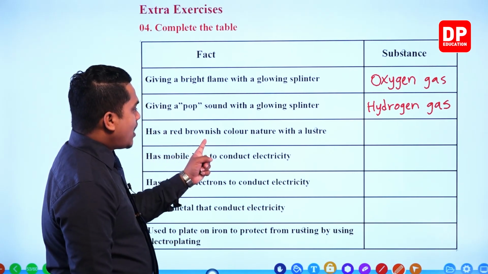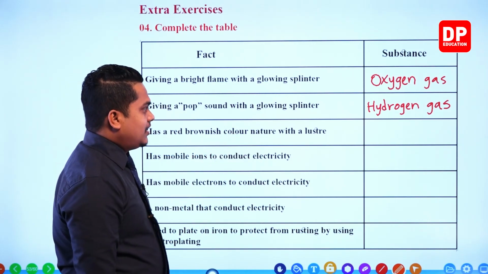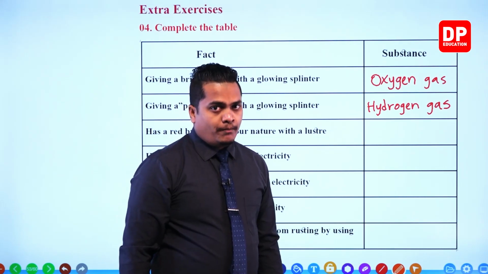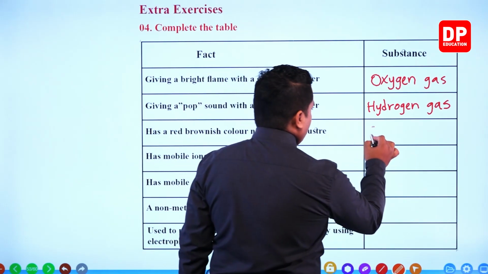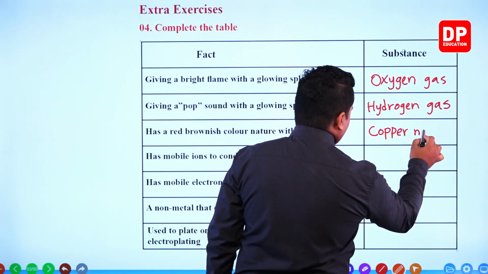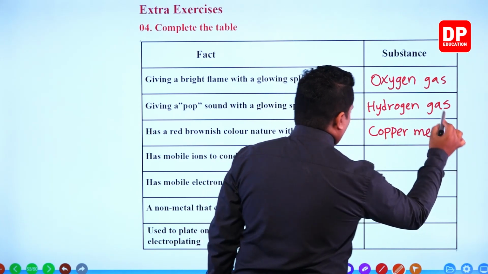Next one. Has a red brownish color nature with a luster. Red brownish color nature can be observed within copper. So this is copper metal. Copper metal.